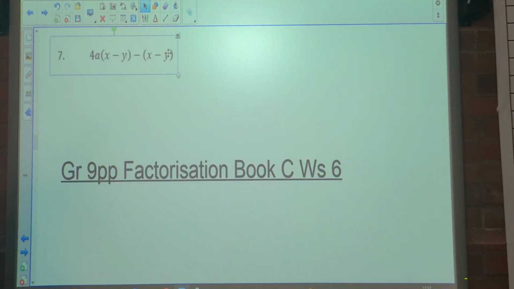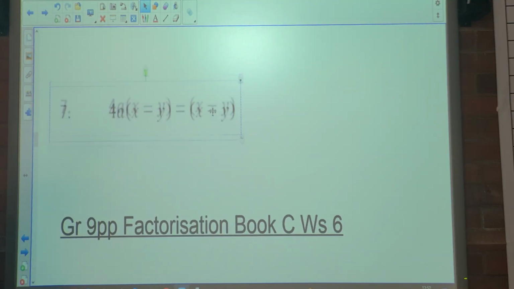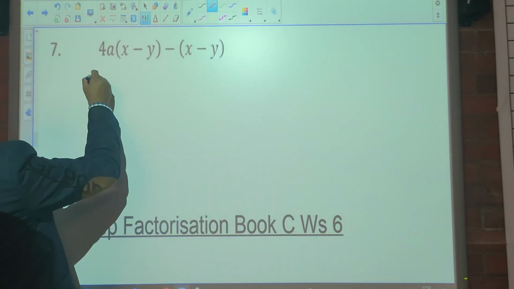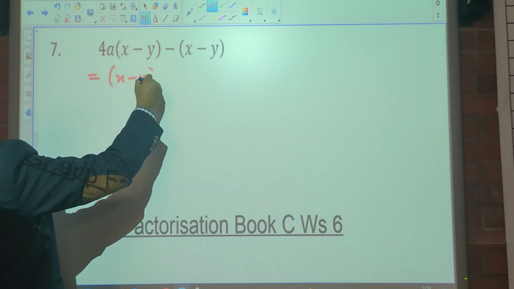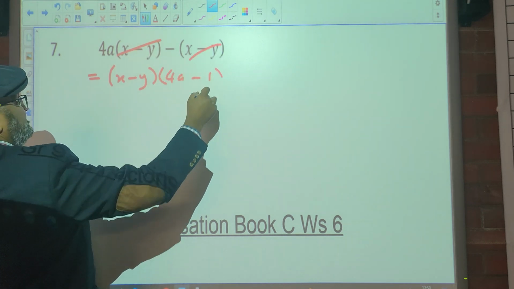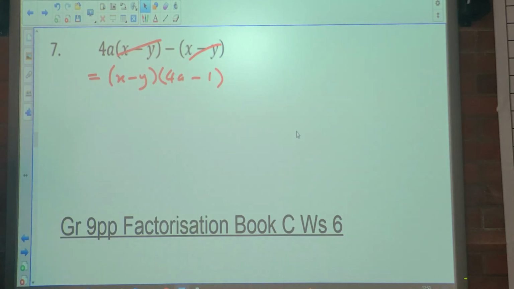Number 7. We've got 4a into x minus y, minus x minus y. What is common? The bracket. You've got the common bracket of x minus y. What are we left with? 4a minus 1. Nothing else can be done there.